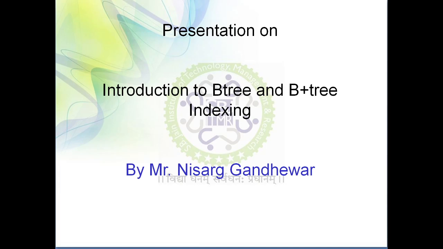But we have the first category. What is that? Single level indexing and multi-level indexing. So we discussed dense index and sparse index. These are the examples of single level indexing. Then we discussed multi-level indexing. So what is multi-level indexing? In case of multi-level indexing, we can have more number of layers.